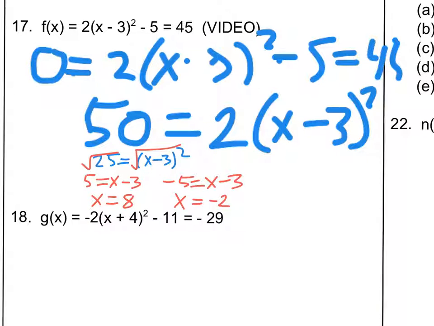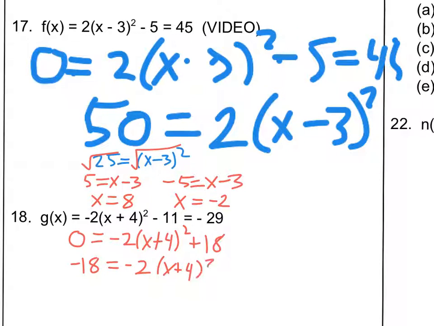For the second one, we have the same issue going on, which happens. The way that this should have come out is, I don't know, if I add 11 to both sides, I get negative 18. So this should have been plus 18. So 0 is equal to negative 2 times x plus 4 squared plus 18. When I subtract 18 from both sides, I get negative 18 equals negative 2 times x plus 4 squared.